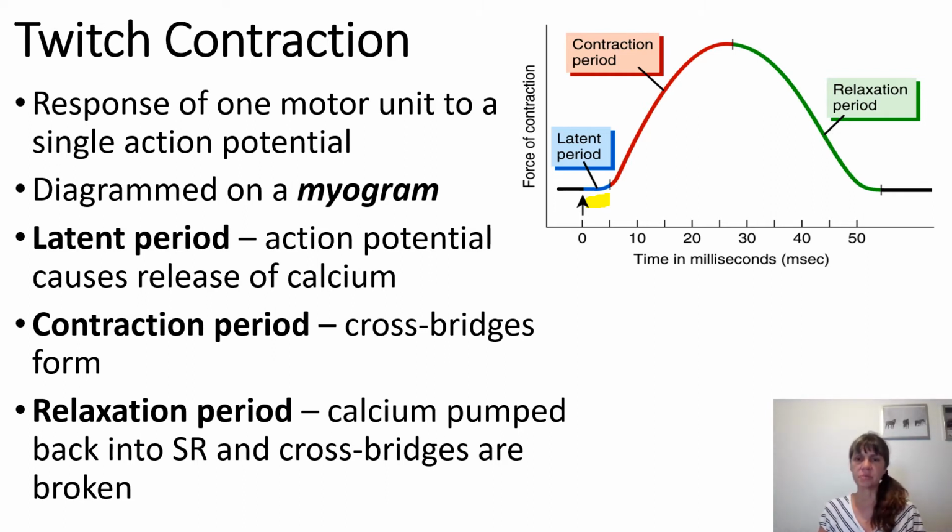The contraction period occurs during the time that cross bridges form. The relaxation period occurs when calcium is pumped back into the sarcoplasmic reticulum and cross bridges are broken with fresh adenosine triphosphate.